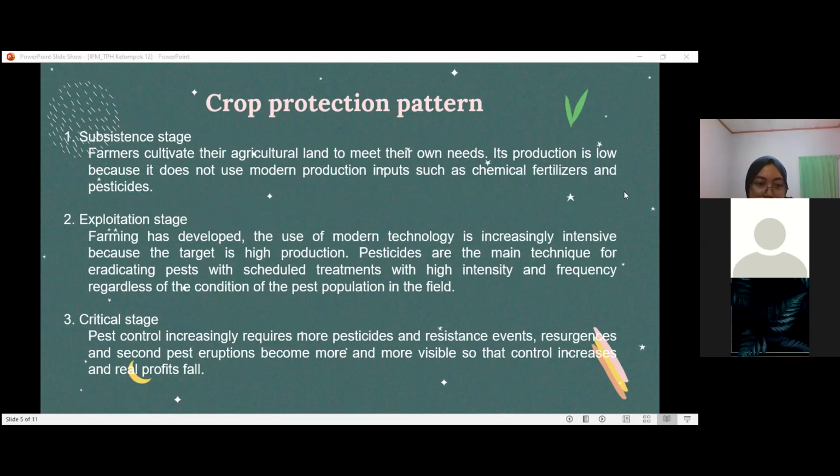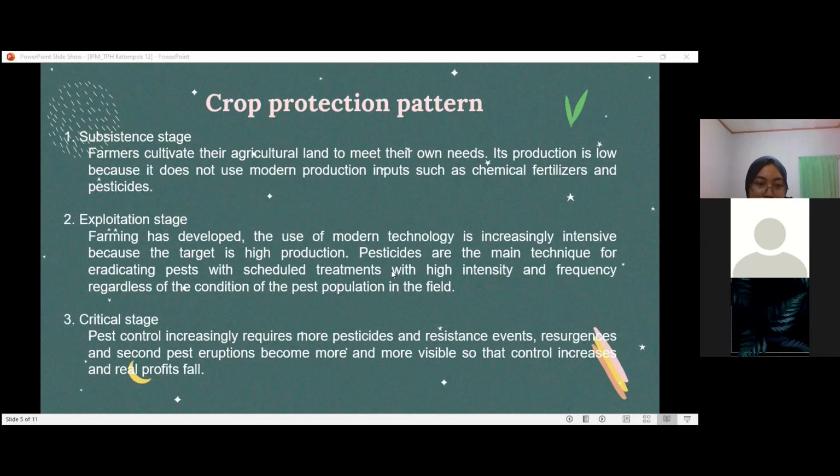The use of modern technology is increasingly intensive because the target is high production. Pesticides are the main technique for eradicating pests, with scheduled treatment with high intensity and frequency regardless of the condition of the pest population in the field.